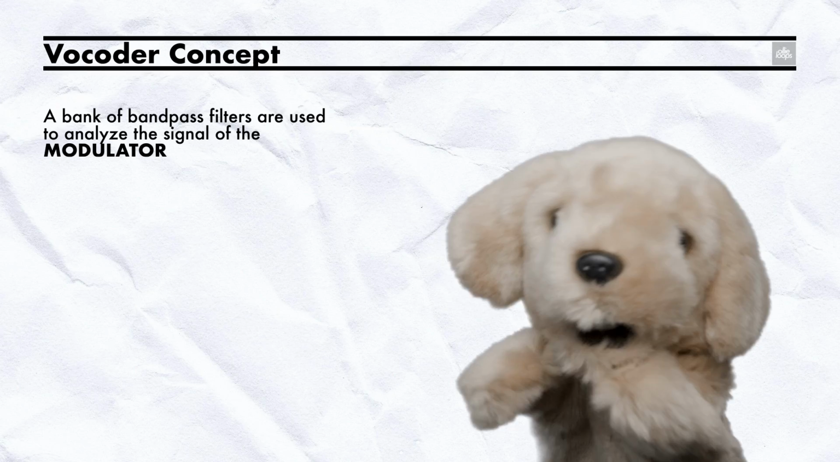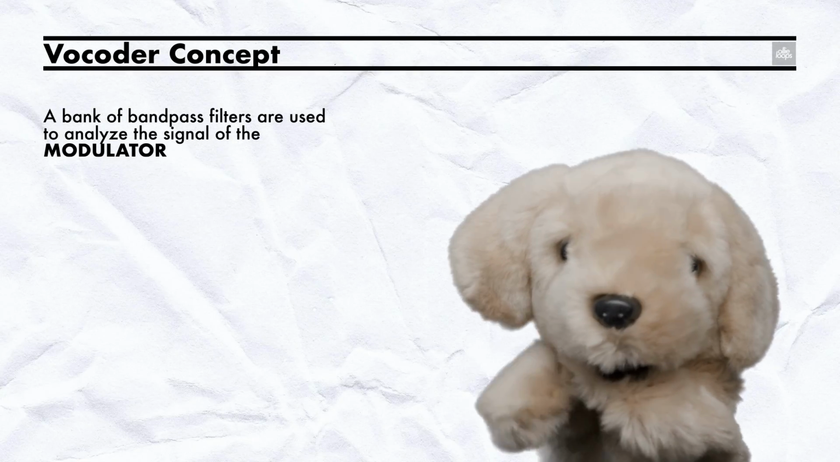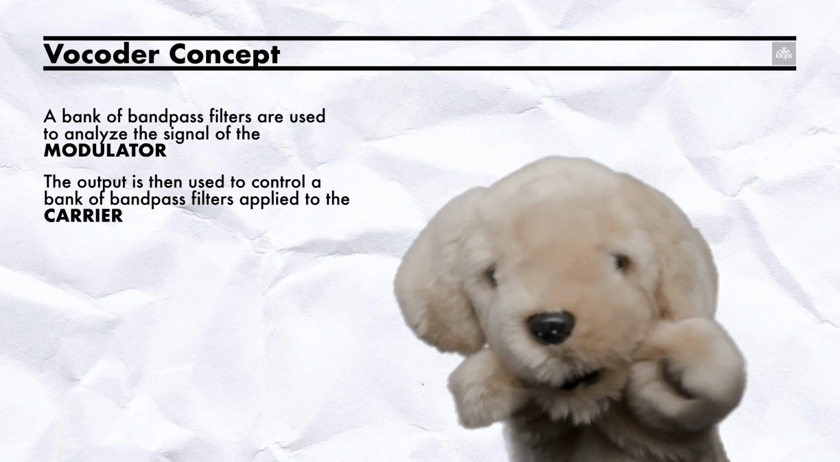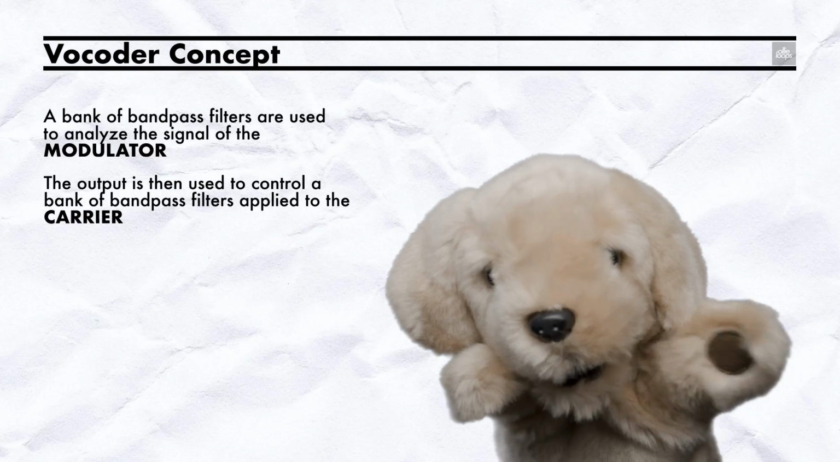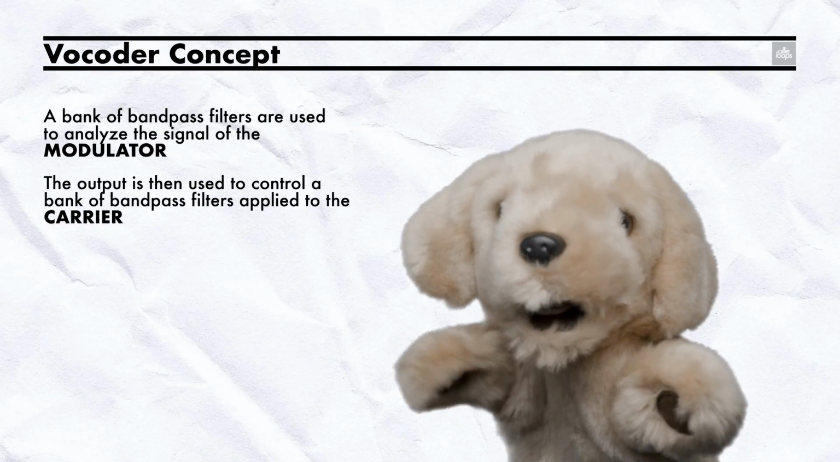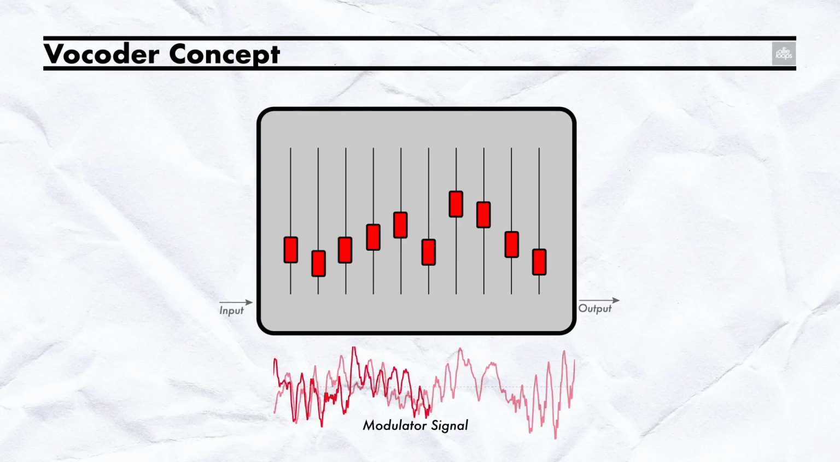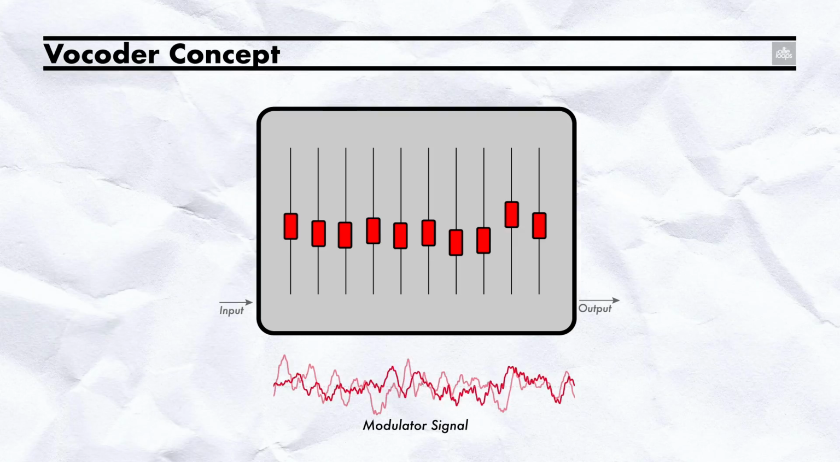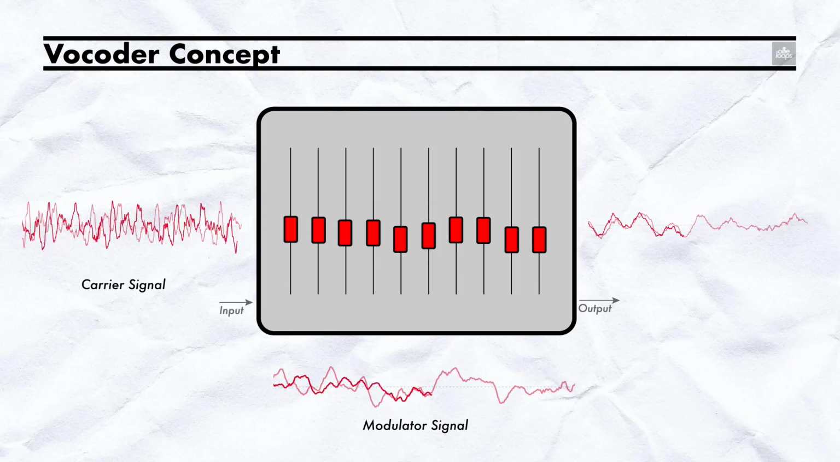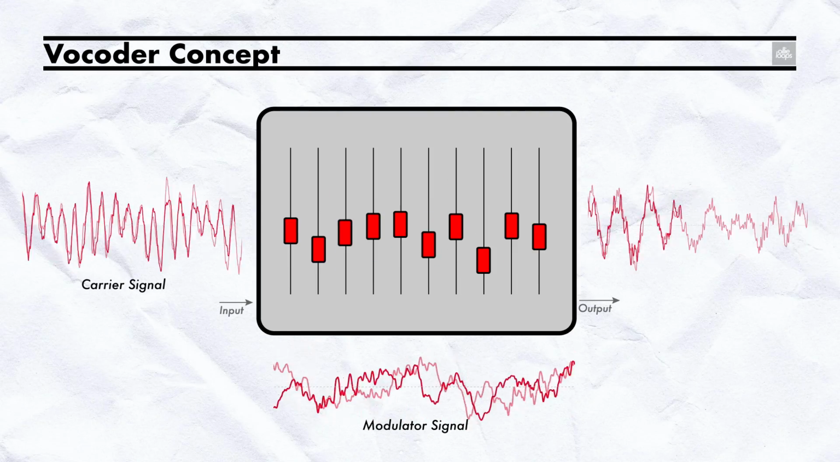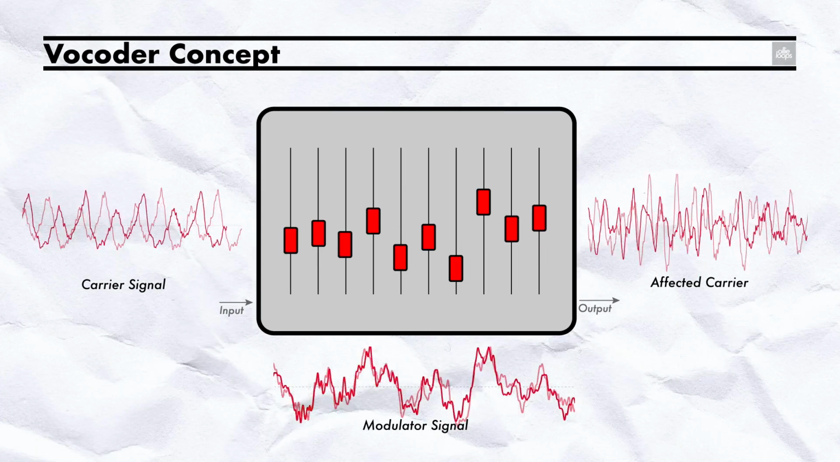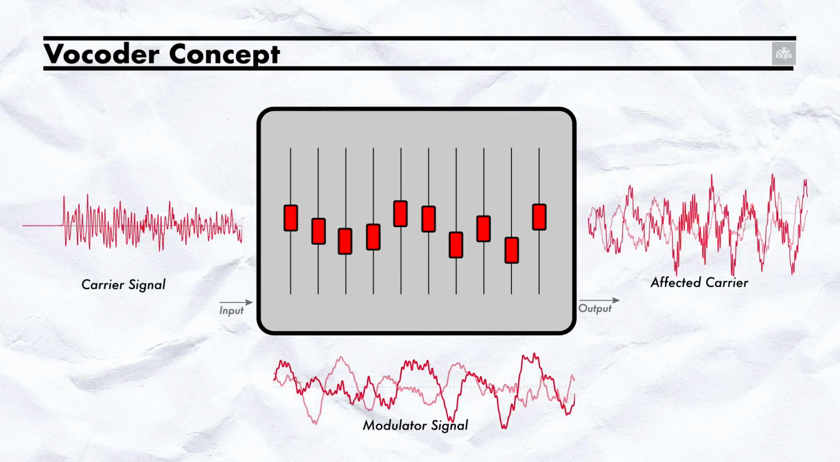A bank of bandpass filters are used to analyze the signal of the modulator. The output is then used to control a bank of bandpass filters applied to the carrier signal. Think of this like a set of sliders on an equalizer which the modulator signal controls. When a carrier signal is fed into that equalizer, you get an affected carrier signal based on the modulator signal.